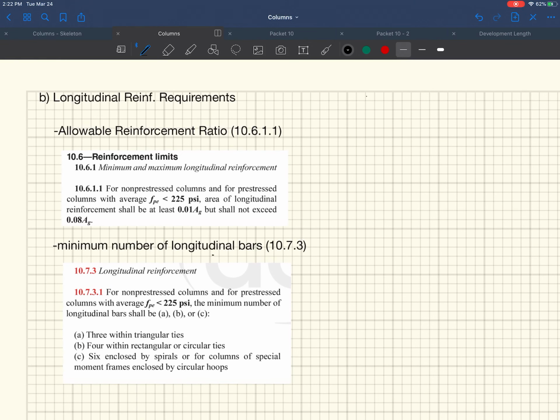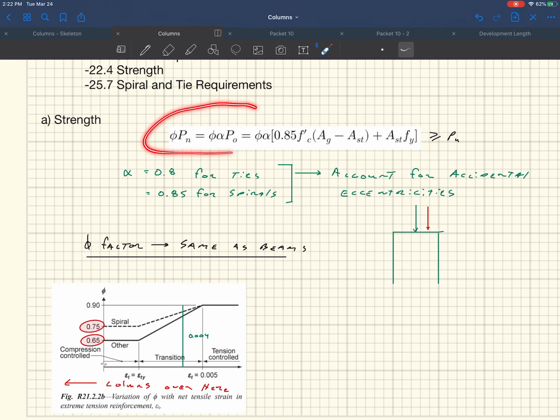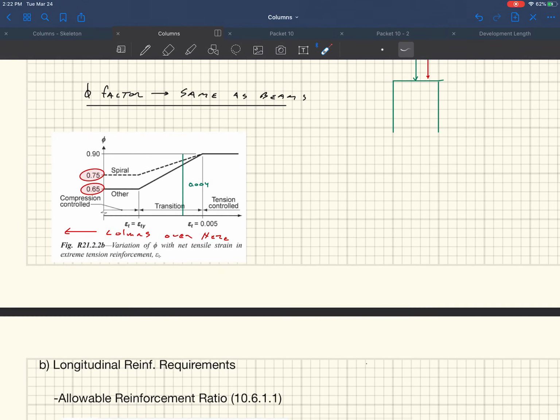Okay, the other requirement that ACI has, like we mentioned before, with slabs and beams and shear design, you start out like, I'm going to design this thing for strength. And then I have to make sure that I meet these minimum spacing requirements and longitudinal reinforcement requirements and all this other stuff. So strength requirements are simply this. As long as you meet this requirement, you're okay.